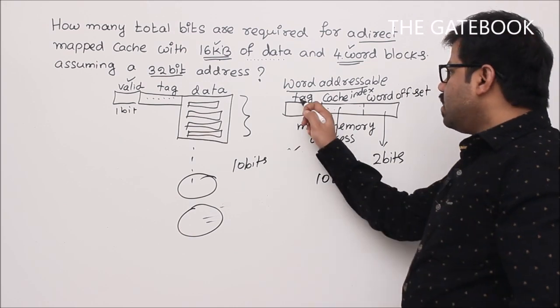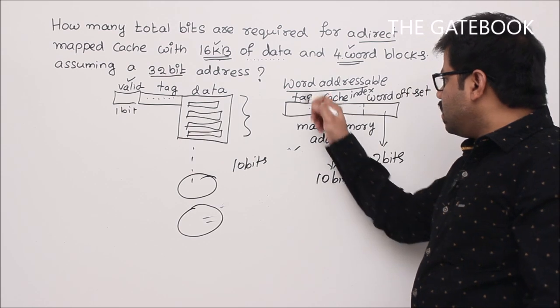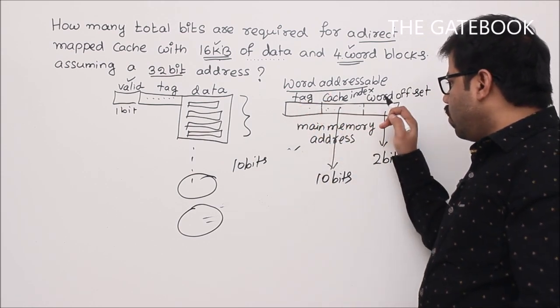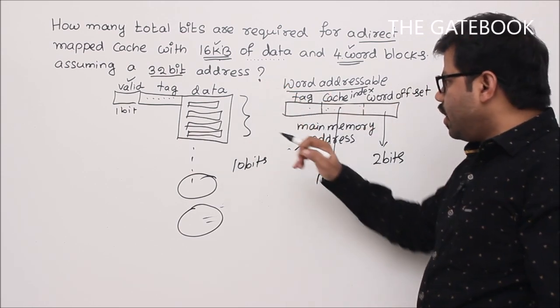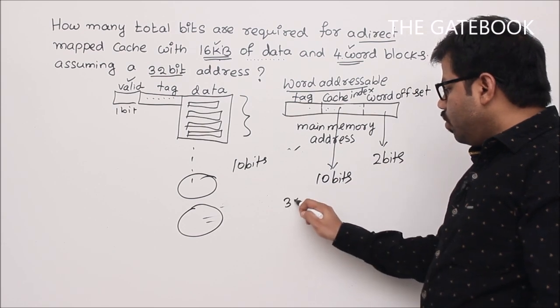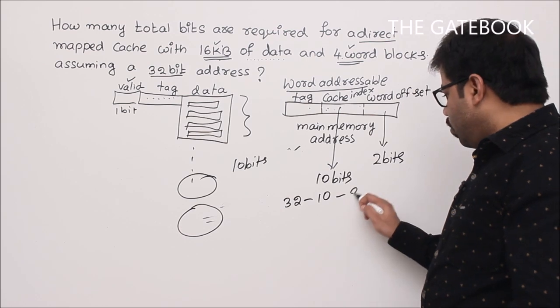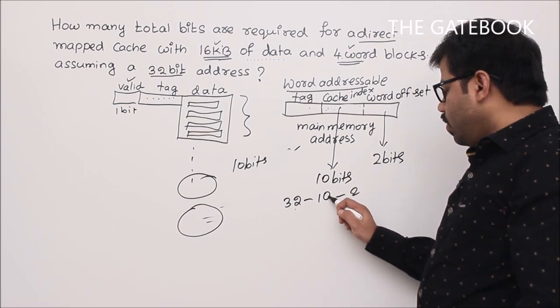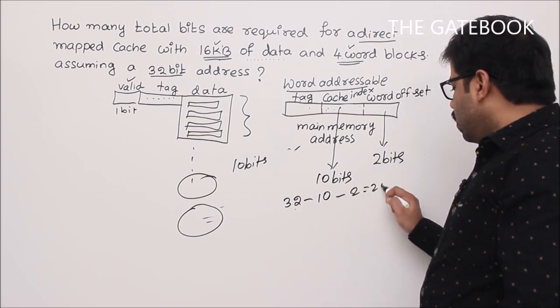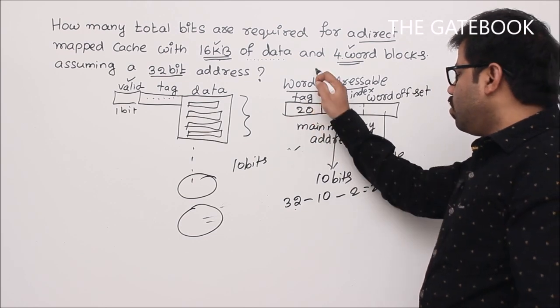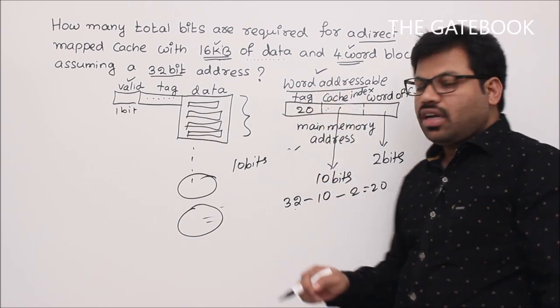The third thing is the tag. The tag size is nothing but the total number of bits in your main memory address, which is given as 32. Remove the cache index 10 bits and the word offset 2 bits. 32 minus 10 is 22. 22 minus 2 is 20. So the tag bits are 20. In the word addressable system, the number of tag bits is 20.